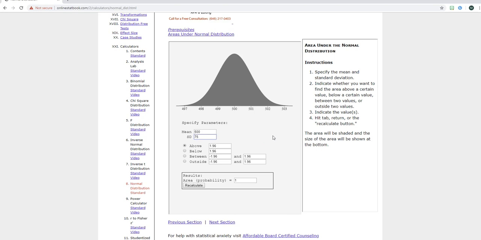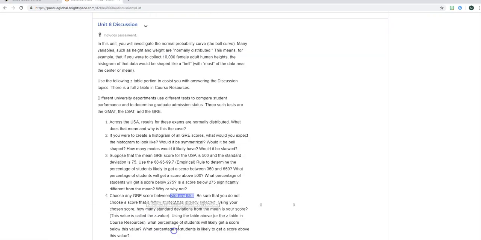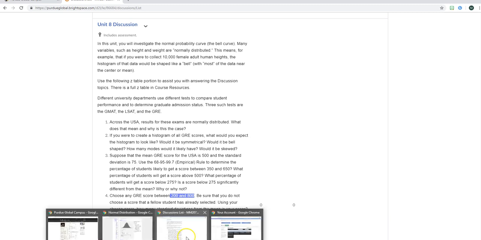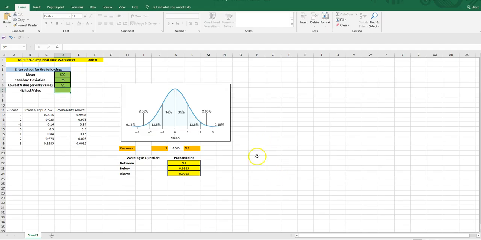and I'm then wanting to find, let's see what the wording was. All right, using your chosen score. How many standard deviations from the mean is your score? All right, well, that means you're going to have to convert it to a z-score, otherwise known as a z-value or z-score. So I'm just going to show y'all real quick. I mean, I would probably do that on a piece of paper, but I'm going to show y'all real quick. Let me actually just go to my Excel sheet.